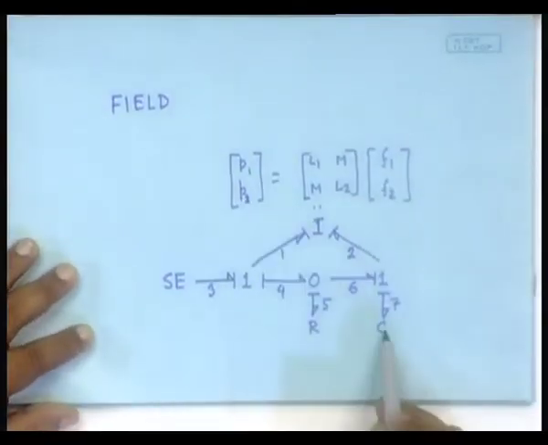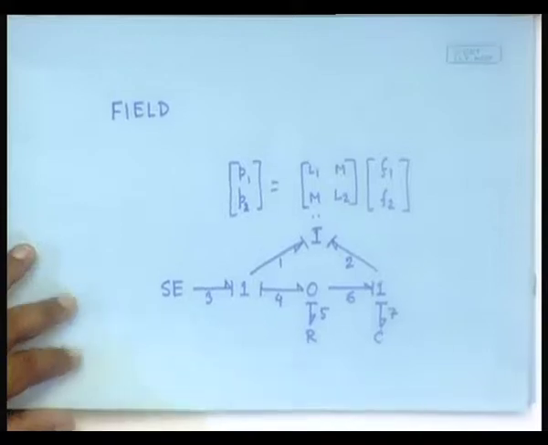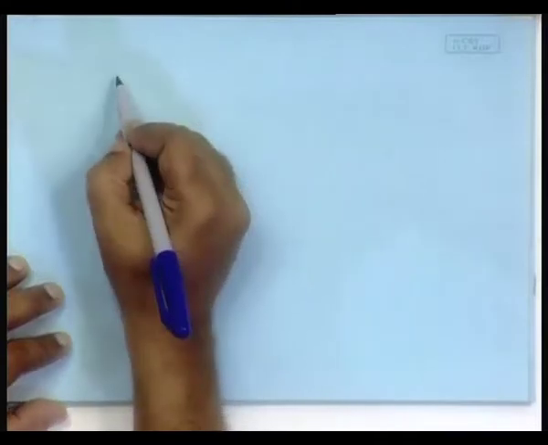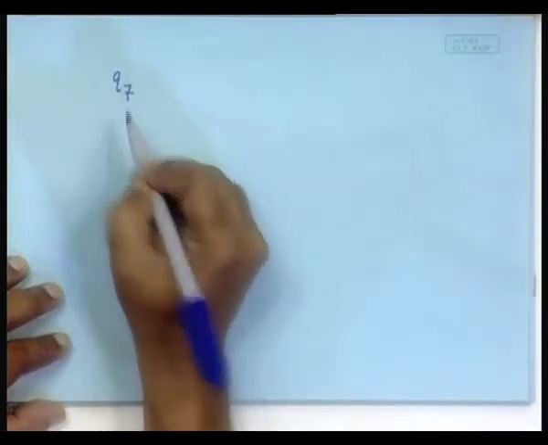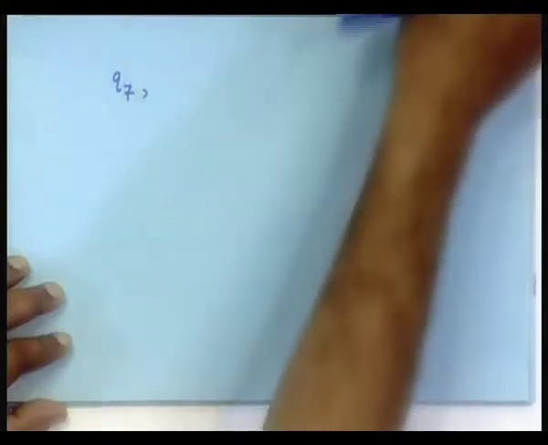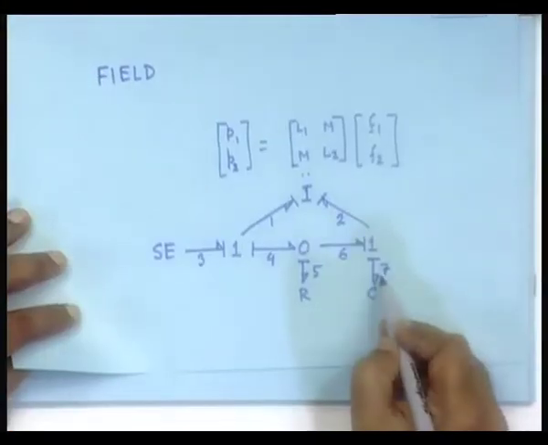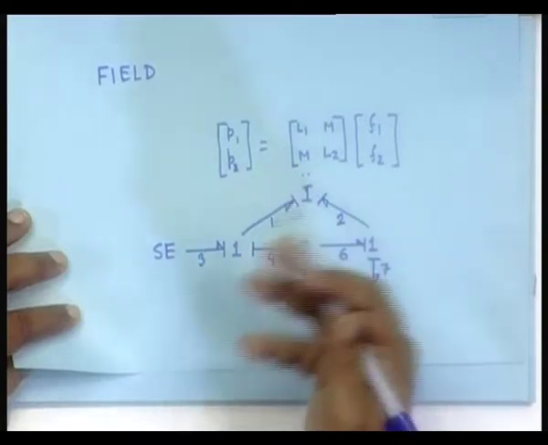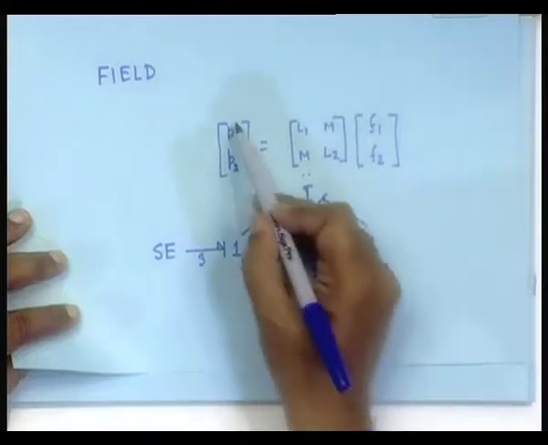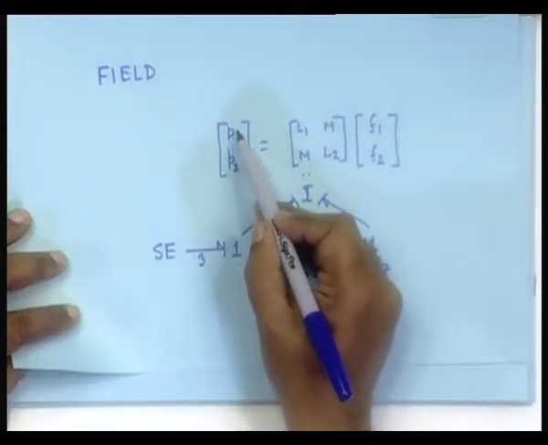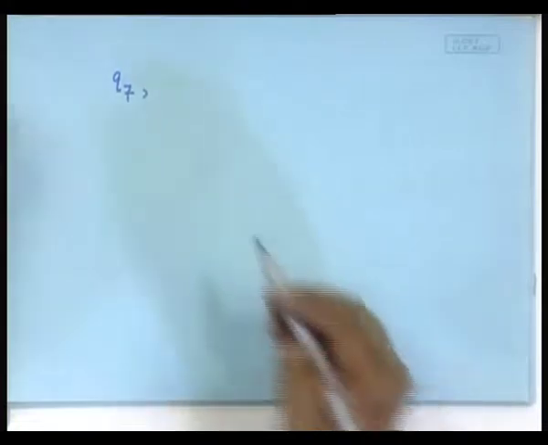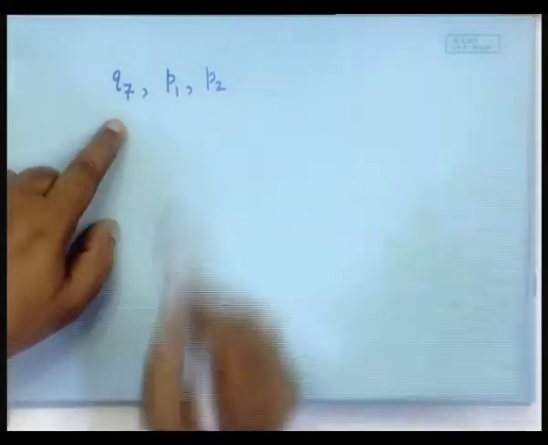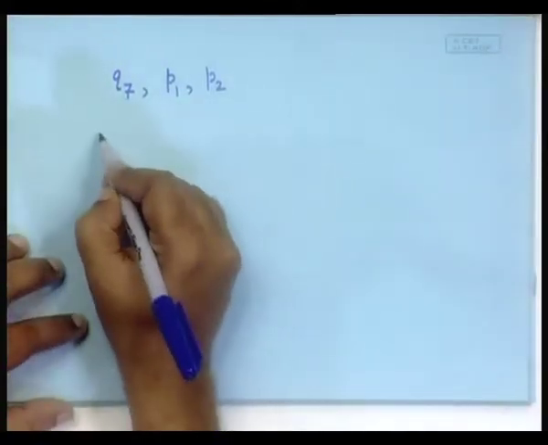What are the storage elements? This and this. So, we will have to do it accordingly. So, what are the state variables? Q7. That is the state variable related to this storage element, but though this fellow is one element, it is actually treated as two storage elements, because there are two momenta. So, P1 and P2. We will have to find out the equations for each of them. Let us start with this.